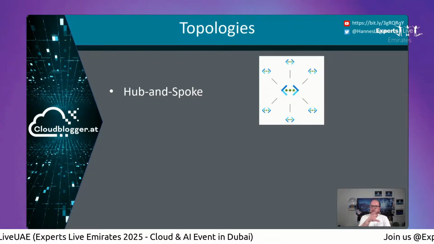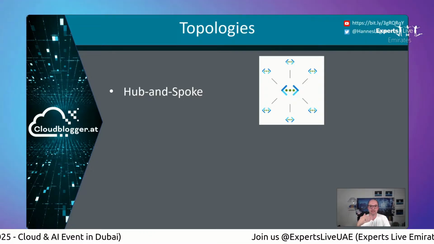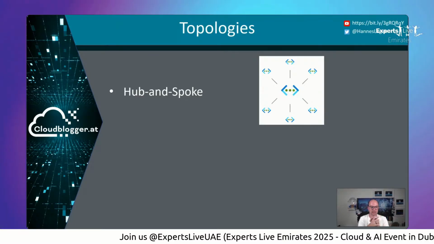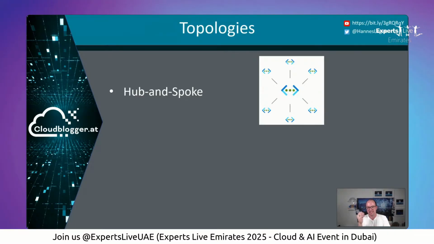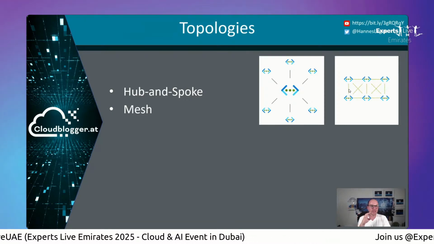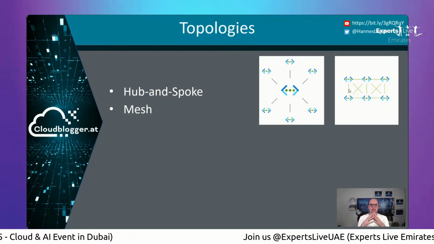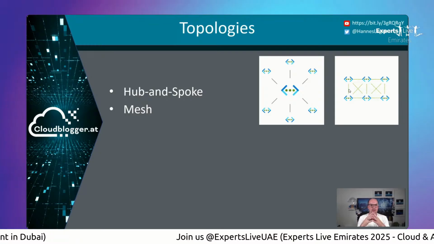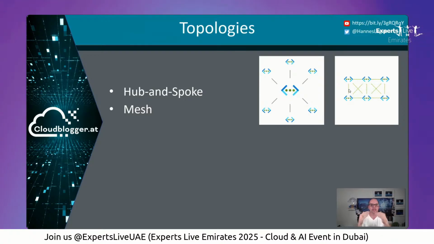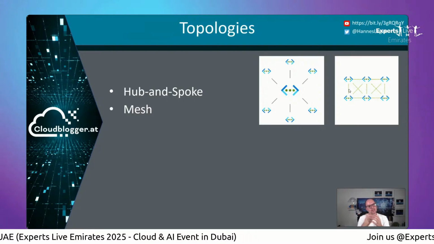You have your hub where, for example, your firewall is placed and your VPN gateway is defined and so on. And you have your spokes, your different landing zones, your application and platform landing zones and so on. In some situations, you can also define a mesh. This means you don't have a hub. You're connecting all virtual networks together. The benefit here is lower latency between the landing zones because you have a direct connection, not over a firewall. That could also be a problem.